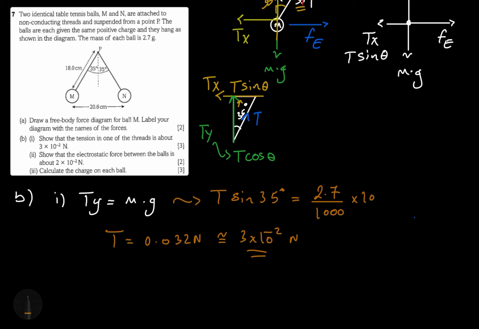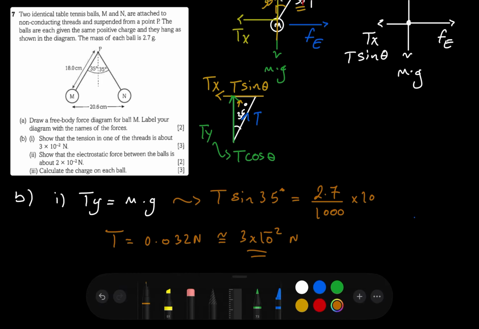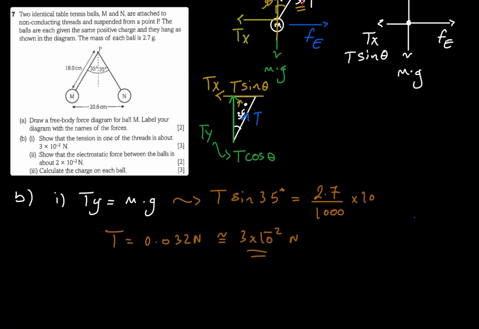So that's the answer to part A1. Why did I get a different answer? Because I used 10 as gravity. You can use 9.8 and you'll get the exact same answer. Now let's go ahead and take a look at number 2.